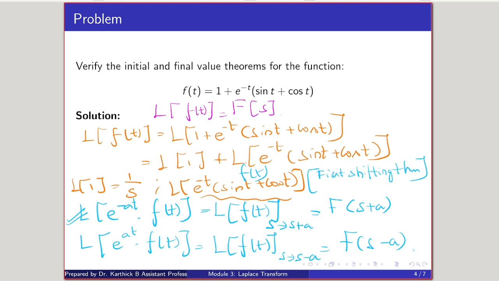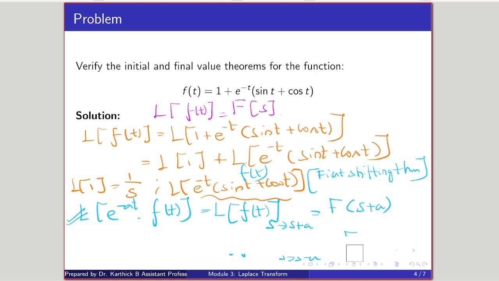So for e power minus at f of t, we first find the Laplace of f of t, then after finding it, we substitute s equal to s plus a. Then finally we get F of s plus a. To find the Laplace of this type of function, we have to use this formula. So next I will use this step. First of all, this we call f of t.